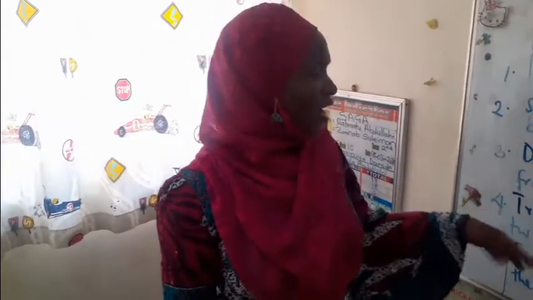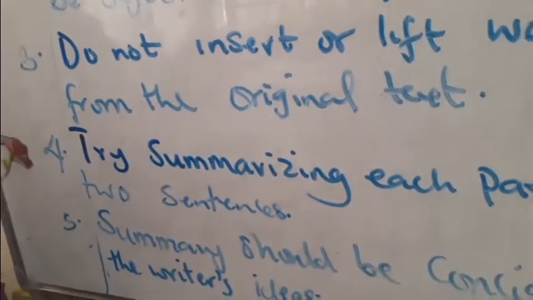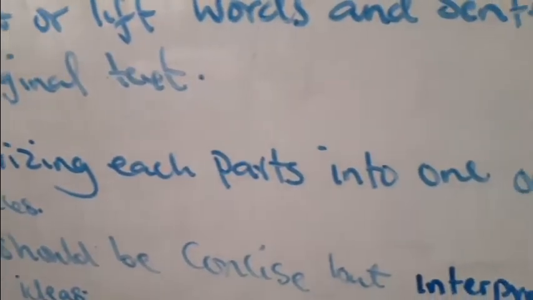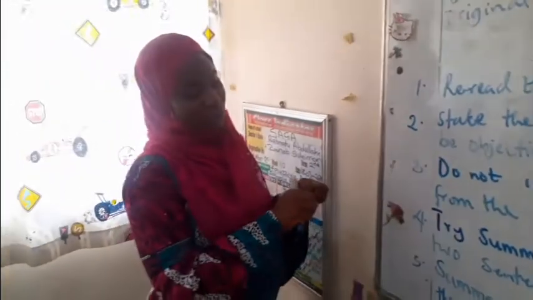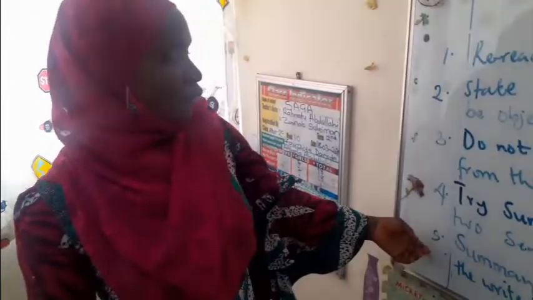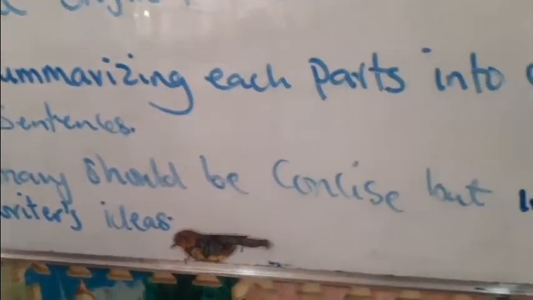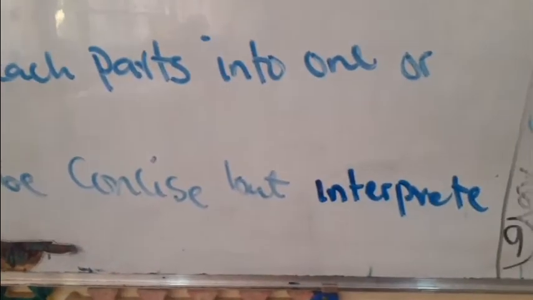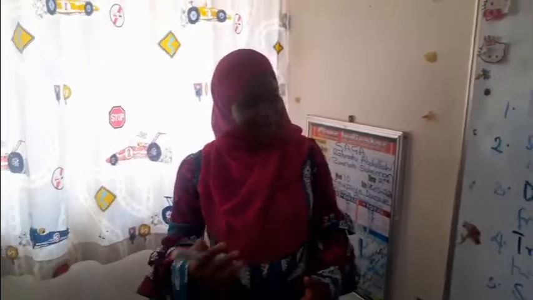Then number 4, try summarizing each part into 1 or 2 sentences. You can do that so that at the end you'll be able to pick out the best sentences, the ones suitable for the story contained in the passage. Now, number 5, a summary should be concise, but interpret the writer's ideas. It should not be lengthy. If it's lengthy, then it's no longer a summary, since it's a paragraph, a passage.